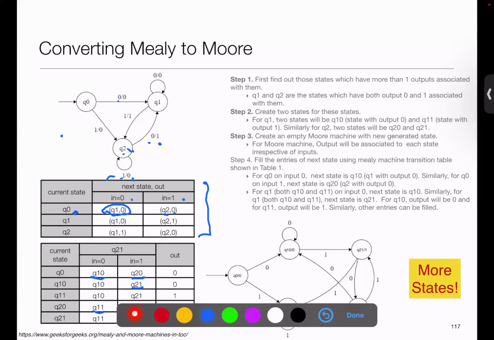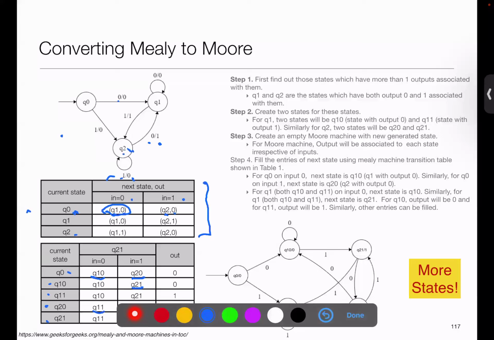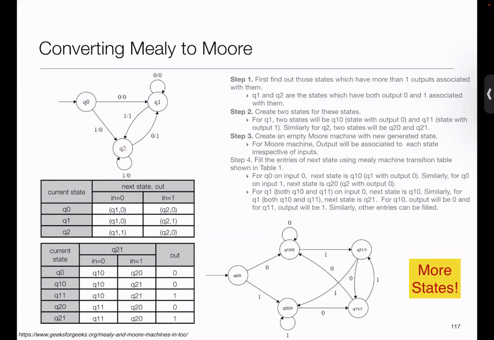Now Q0 remains Q0, but Q1 and Q2 get cloned into Q10, Q11, Q20, Q21. The output column basically follows from the name: Q10 output is 0, Q11 output is 1, Q20 output is 0, Q21 output is 1, and my state transitions follow from this. When I'm in Q0, output is 0, and that follows.